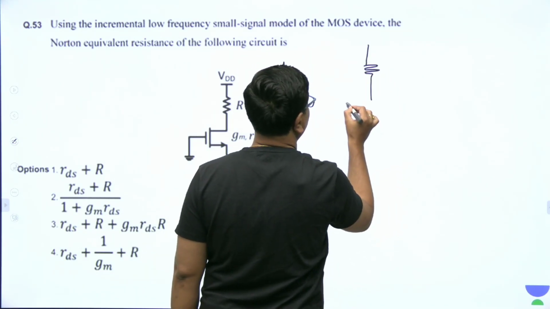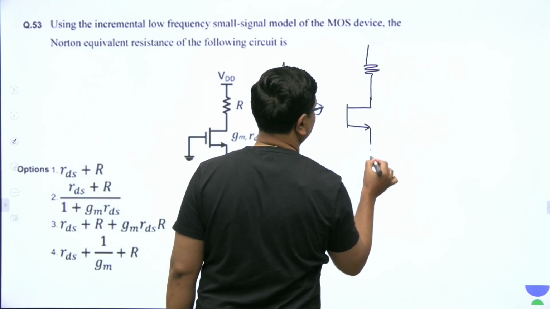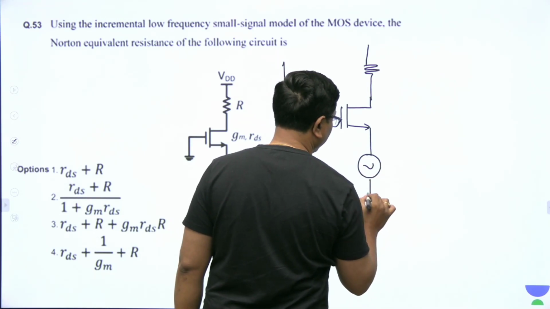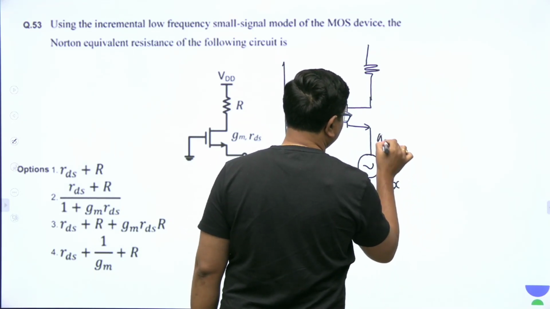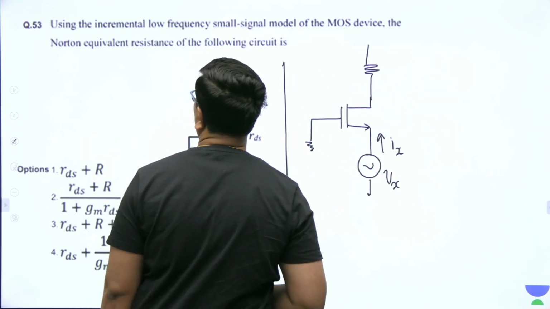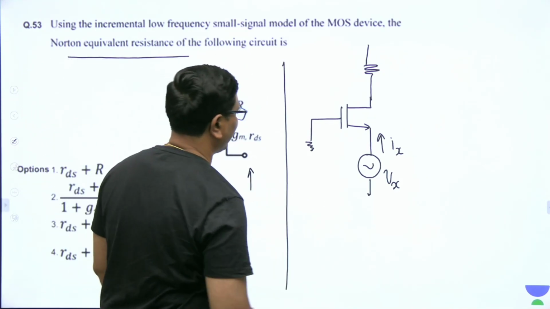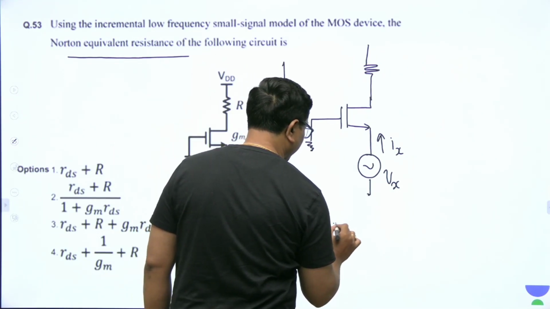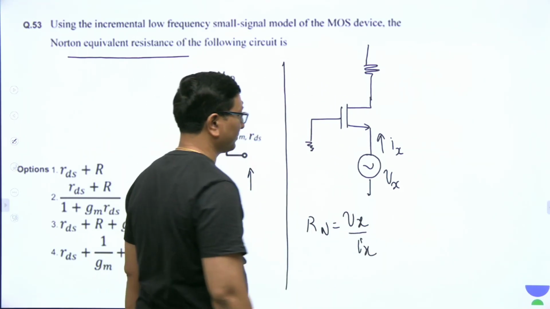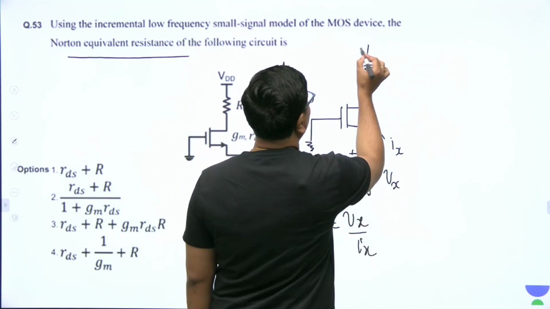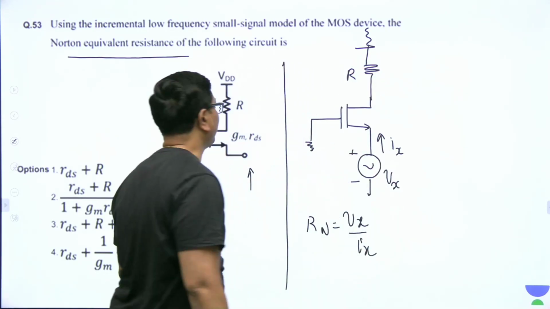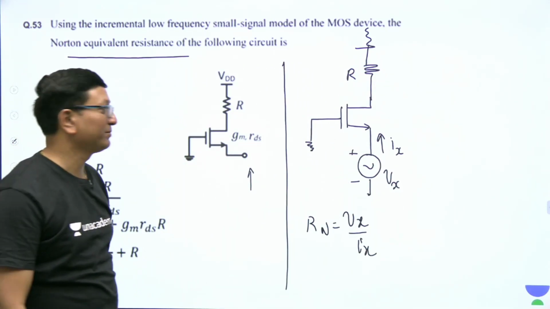I am connecting a dummy source Vx, current coming out of it is Ix. So the Norton's equivalent resistance they asked, what can you write for that? Rn is equal to the voltage by the current leaving the source, Vx by Ix. Let me take the polarities like this. Always we take them with respect to AC only, we never take them with respect to DC.